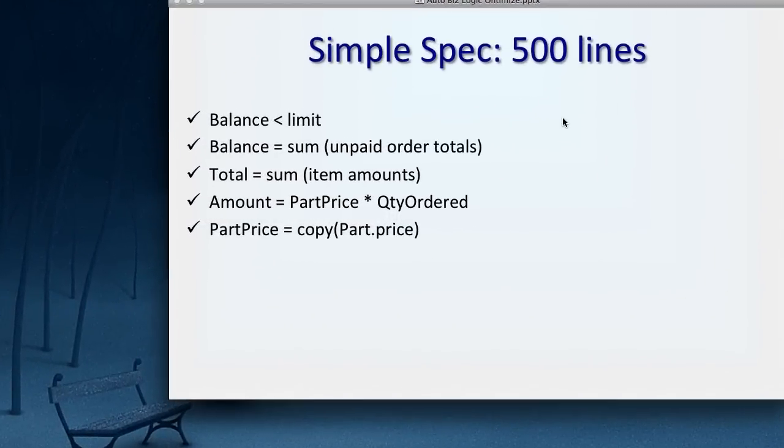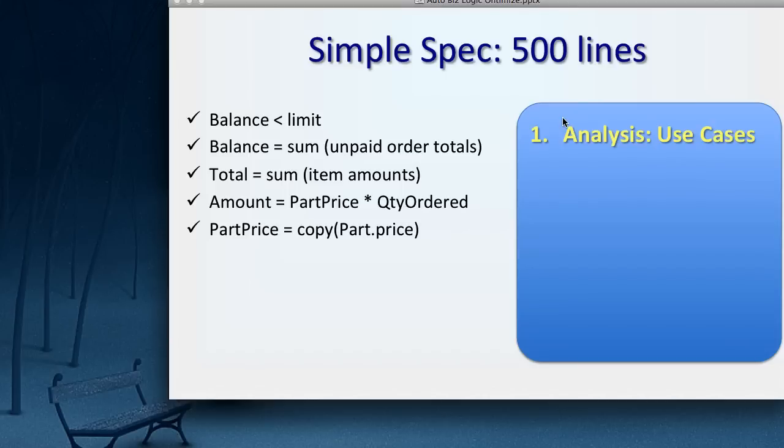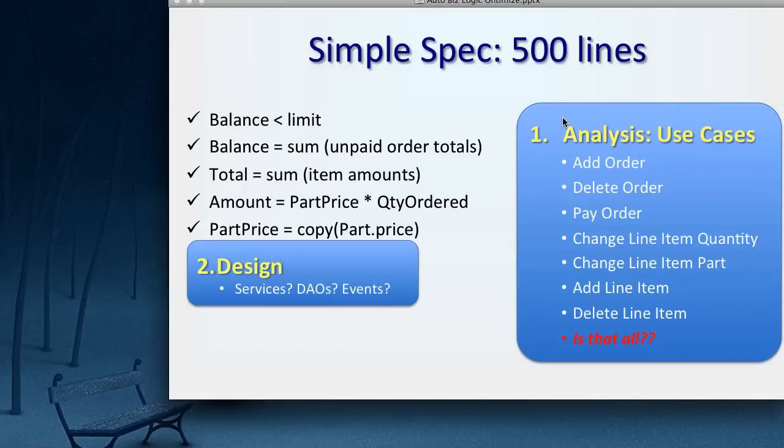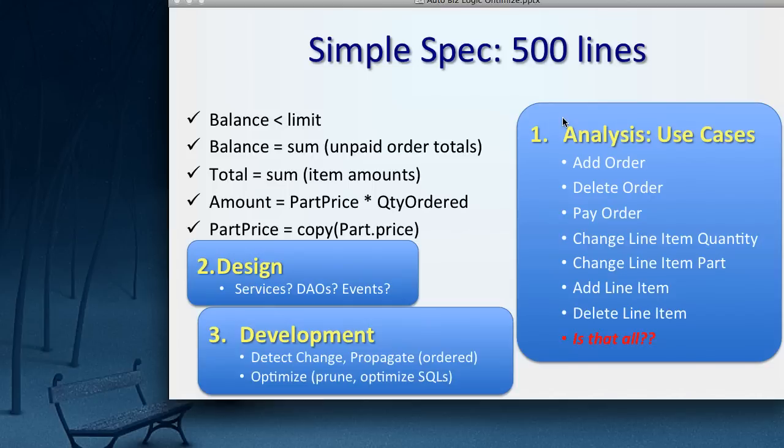So the application started off with a simple set of requirements, but it got pretty nasty. What we saw in the sample app was a whole bunch of different use cases that I had to analyze. And the trouble is, what if I forget one? Very, very serious database integrity issues. Secondly, I have to do design. Do I write a service layer? Do I write data access objects, events? So it's not so simple.